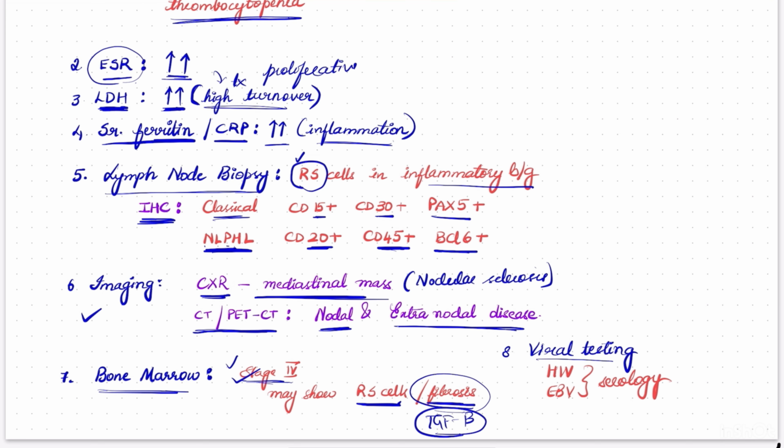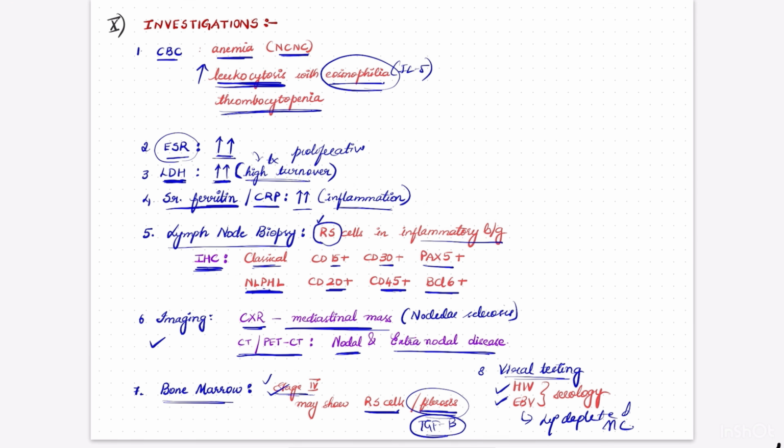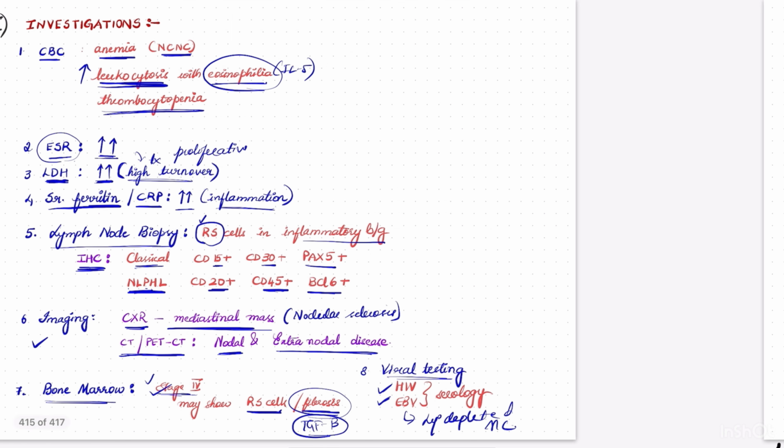And coming to the viral testing serology, Hodgkin's lymphoma is more commonly associated with HIV and Epstein-Barr virus. More commonly associated with the lymphocyte depleted and the mixed cellularity variants. This is about the investigations of Hodgkin's lymphoma.